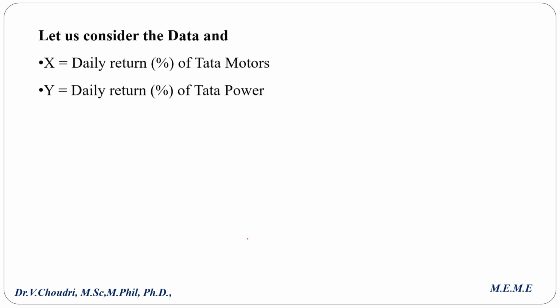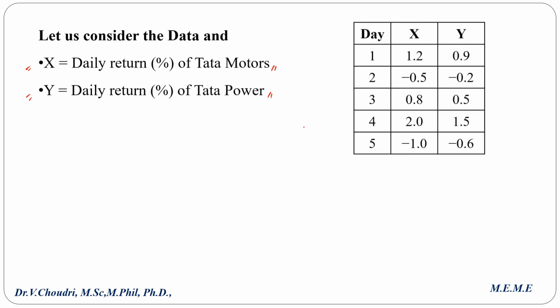Okay, for better understanding, I am taking two stocks, Tata Motors and Tata Power, from the same industry. Let X be the random variable, the daily returns of Tata Motors in percentage. Y is the random variable, the daily return of Tata Power in percentage. See, first day, second day, third day, 4, 5. X daily returns: 1.2 percent, minus 0.5 percent, 0.8, 2.0, minus 1.0. This is Tata Motors. This is Tata Power.